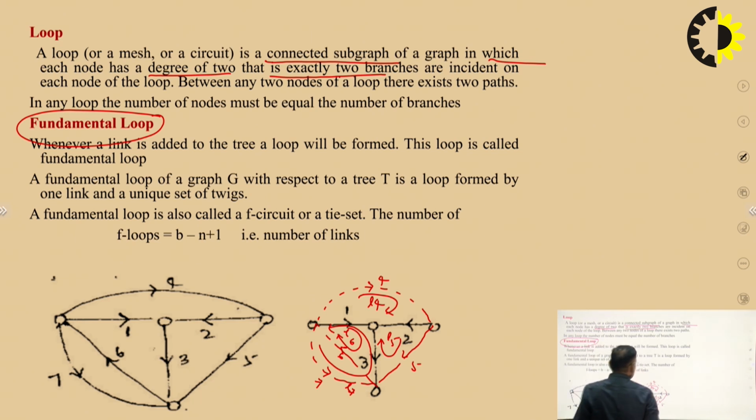So how many fundamental loops are there? There are 4 fundamental loops. The number of fundamental loops is equal to the number of links. Although there will be a number of loops, the fundamental loops will be only 4. So how can you identify them? Add a link, and a loop will be formed. And we have to orient it. Orientation is as per its defining link.